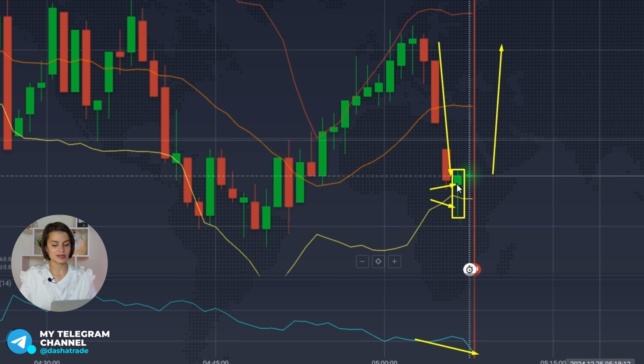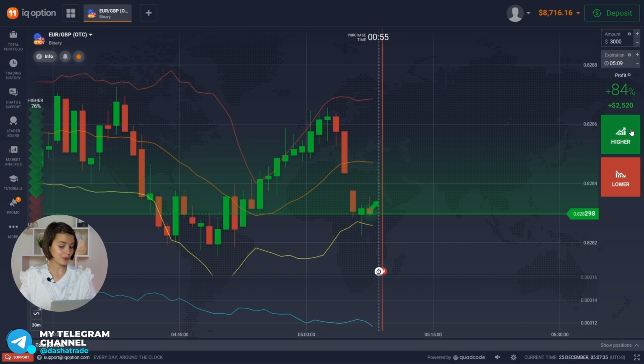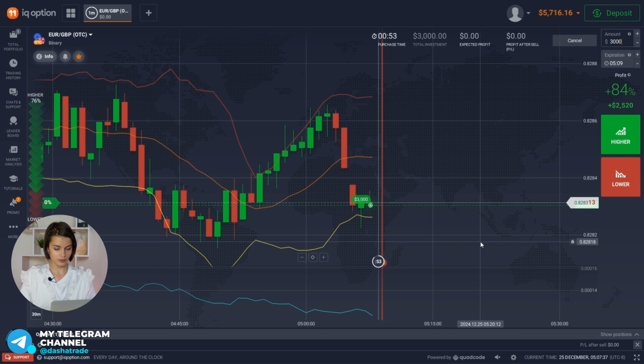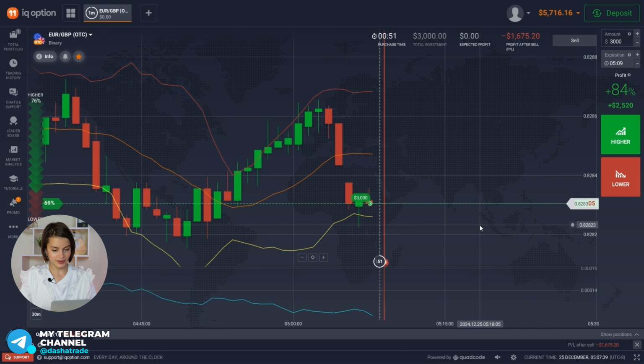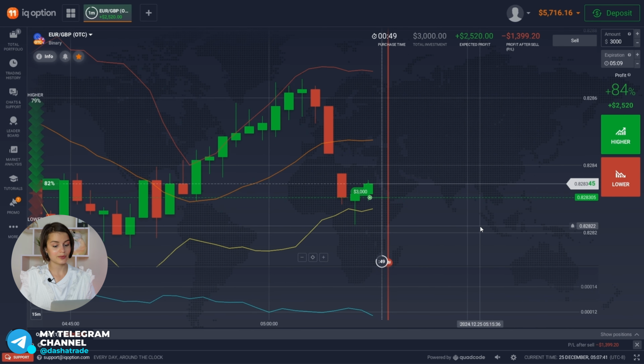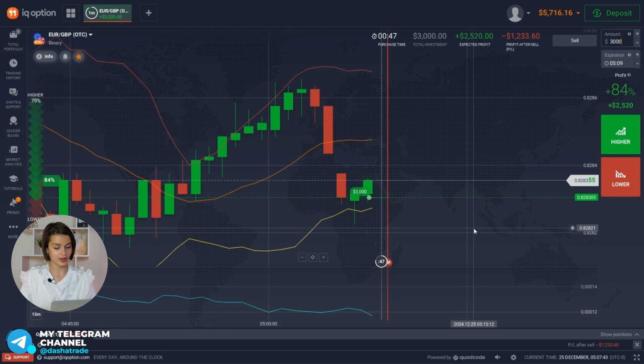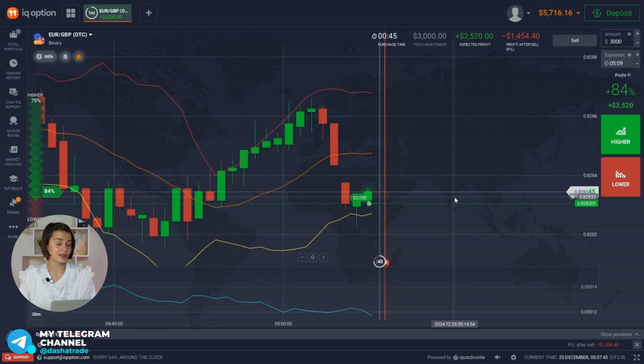This is a candlestick with a large shadow below and small body. This candle also indicates buyer's dominance at the moment. So, I open a deal. My deal is opened, and if this case is closed in a profit, I will earn the net profit of $2,520. Waiting for the result.